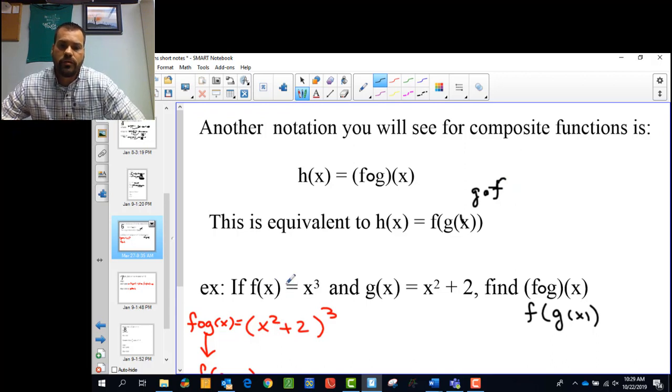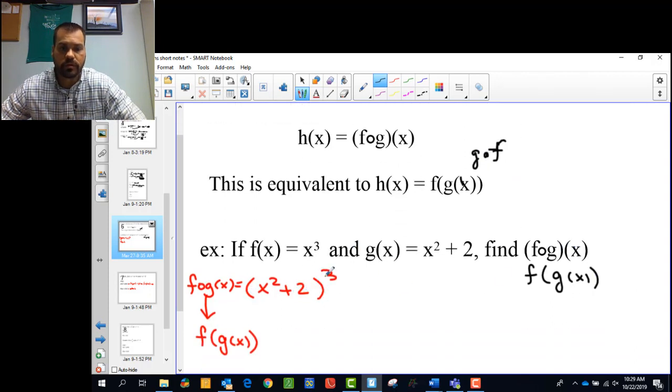All right, so if you see this notation, it just means f of g. If you see this notation, it's g of f, and the process is the same. F of g, you take g and you put it into x, so you get x squared plus 2 all cubed. But it's just a different way of writing the same thing. So you'll see Fogg and Goff, if you want to remember it that way.